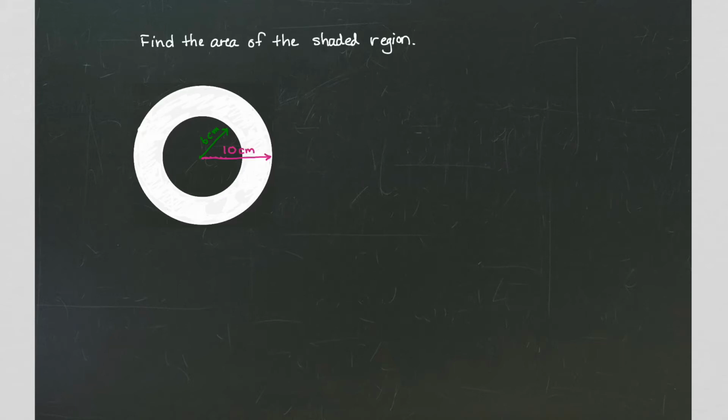So let's find the area of the following shaded region. Notice it's a picture of what looks like a washer, or if you like, a circle with another circle cut out. And we're asked to find the area of that shaded region. So where do we begin?